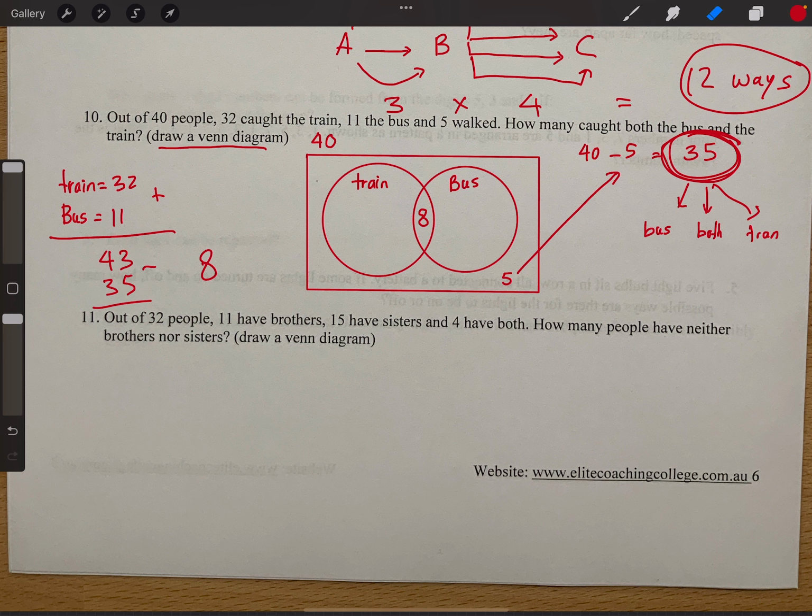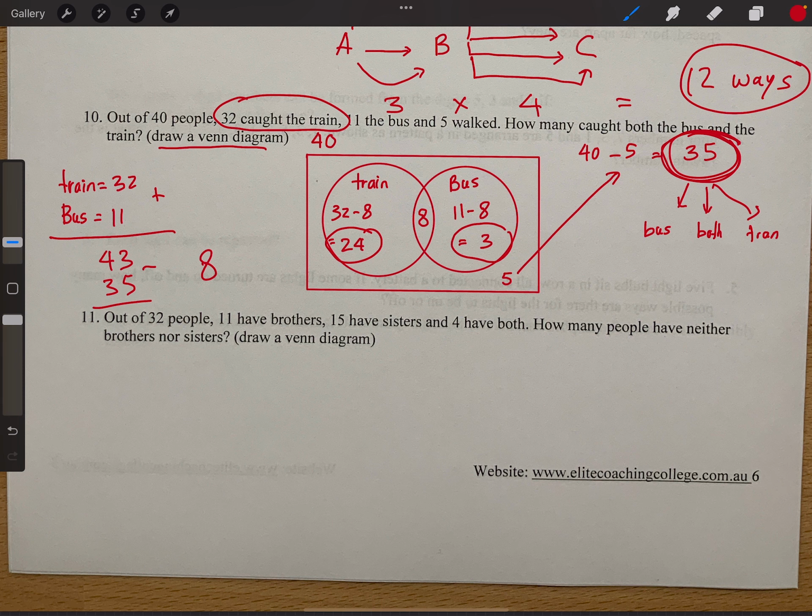32 caught the train. Okay, 32 caught the train. So we say 32 take away 8, and that's gonna give me, what is it, 24. Equals 24. Now this will be 11 take away 8, and this is gonna give me 3. So the people who only take the train is 24, and people who only take the bus is 3.